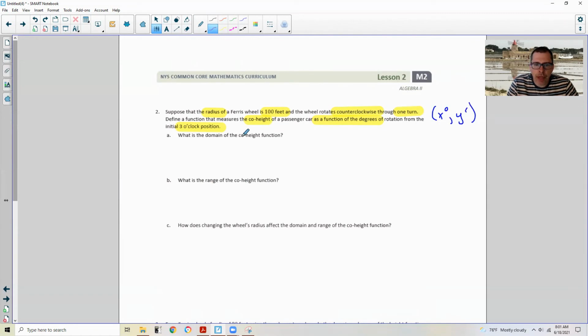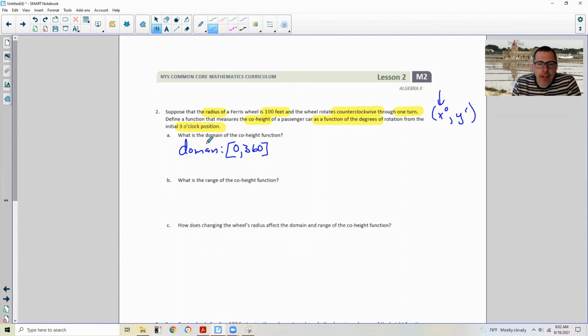So what is the domain of the height function, height being a function of X? Well, the domain is, we're going to start at 0 degrees. And we're doing one turn. So we go 0 all the way around, 270, all the way around to 360 degrees, inclusive. So whenever we include, we use brackets. So the domain is 0 to 360 inclusive.